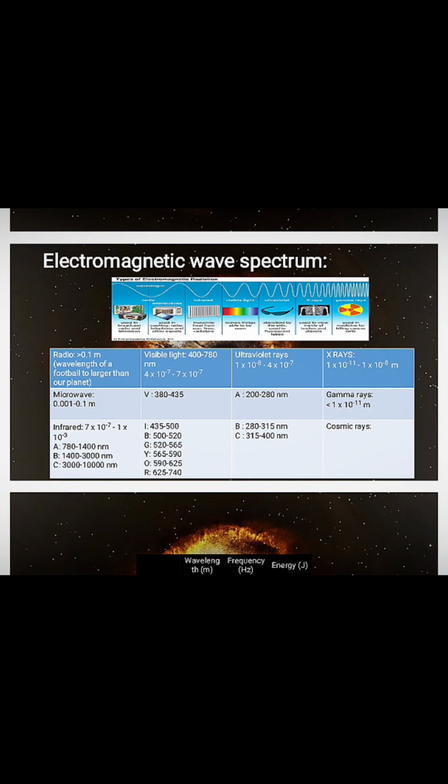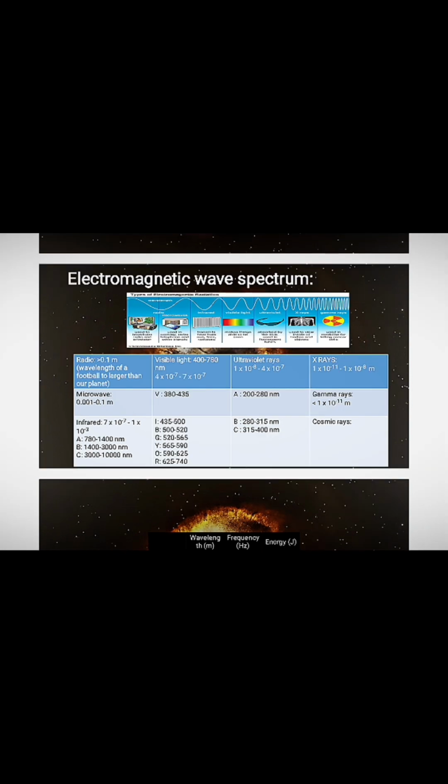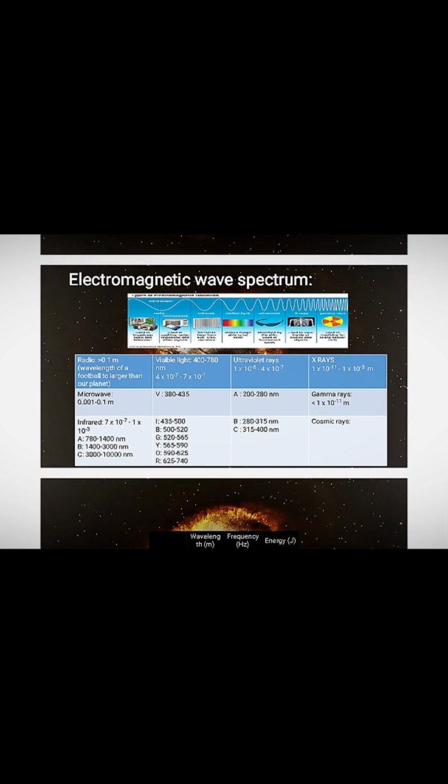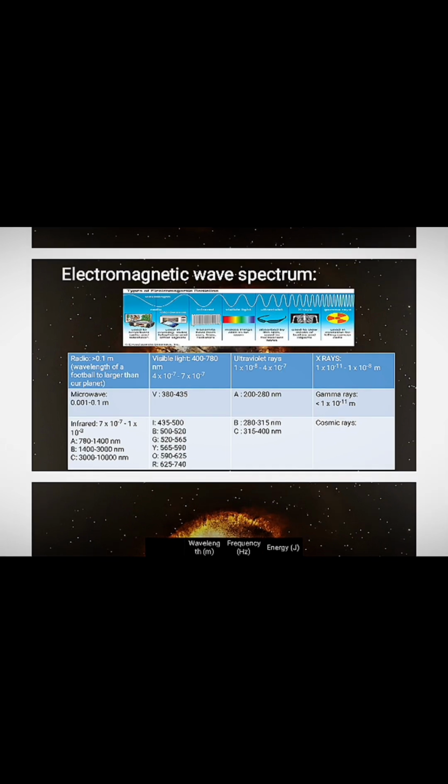The infrared C region is in the range of 3000 to 10,000 nanometers. Infrared B is in the range of 1400 to 3000 nanometers. And A falls in the range of 780 to 1400 nanometers. Visible light falls in the range of around 400 to 780 nanometers, that is 4 × 10^-7 to 7 × 10^-7 meters.